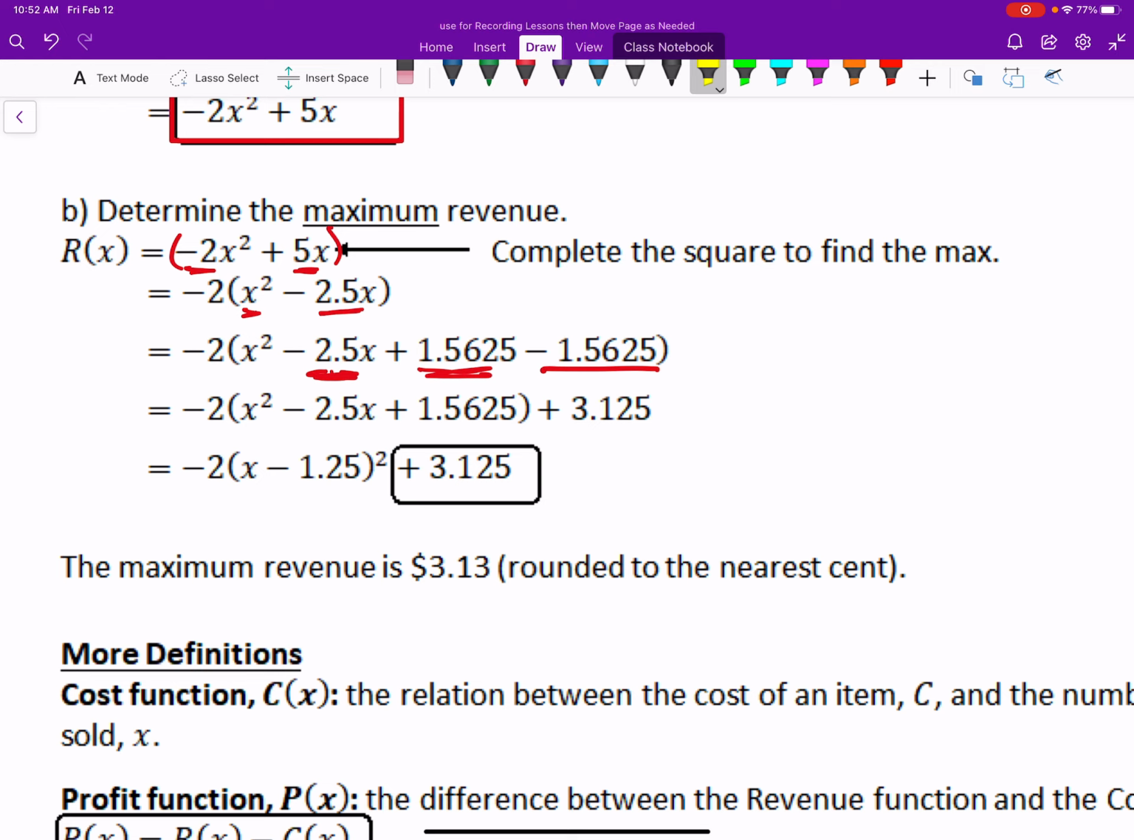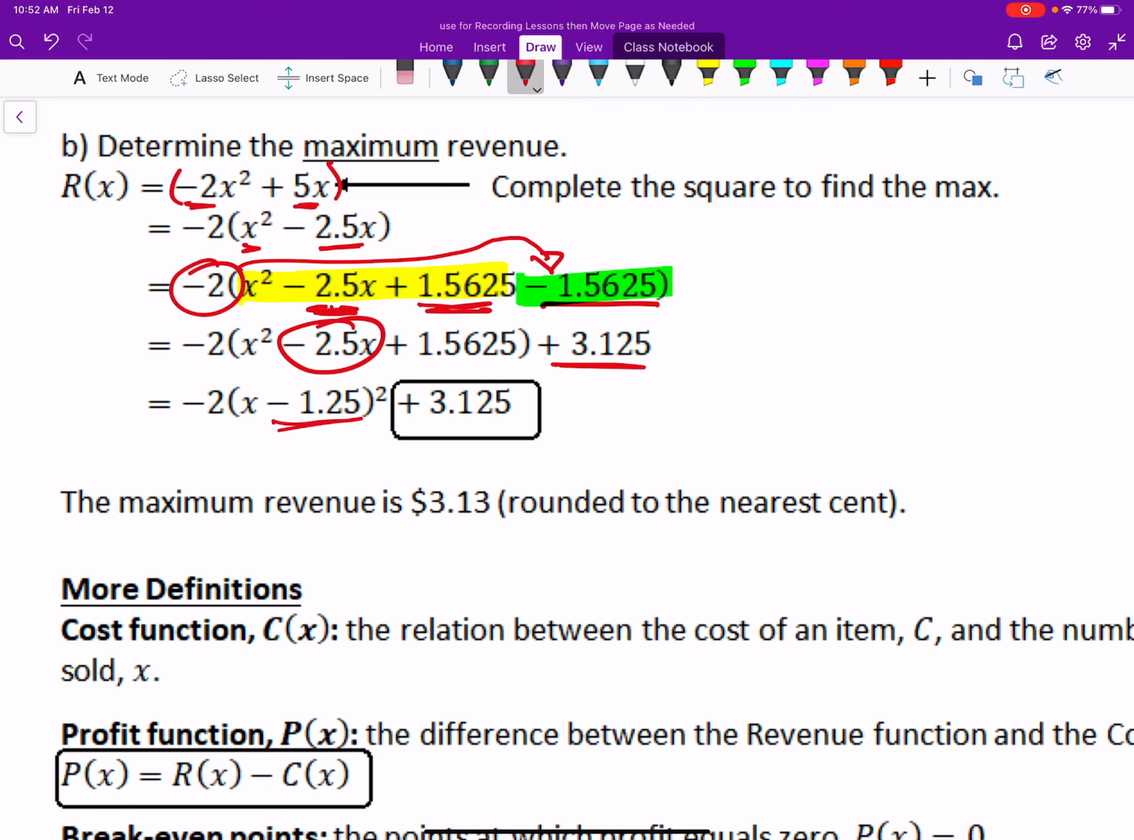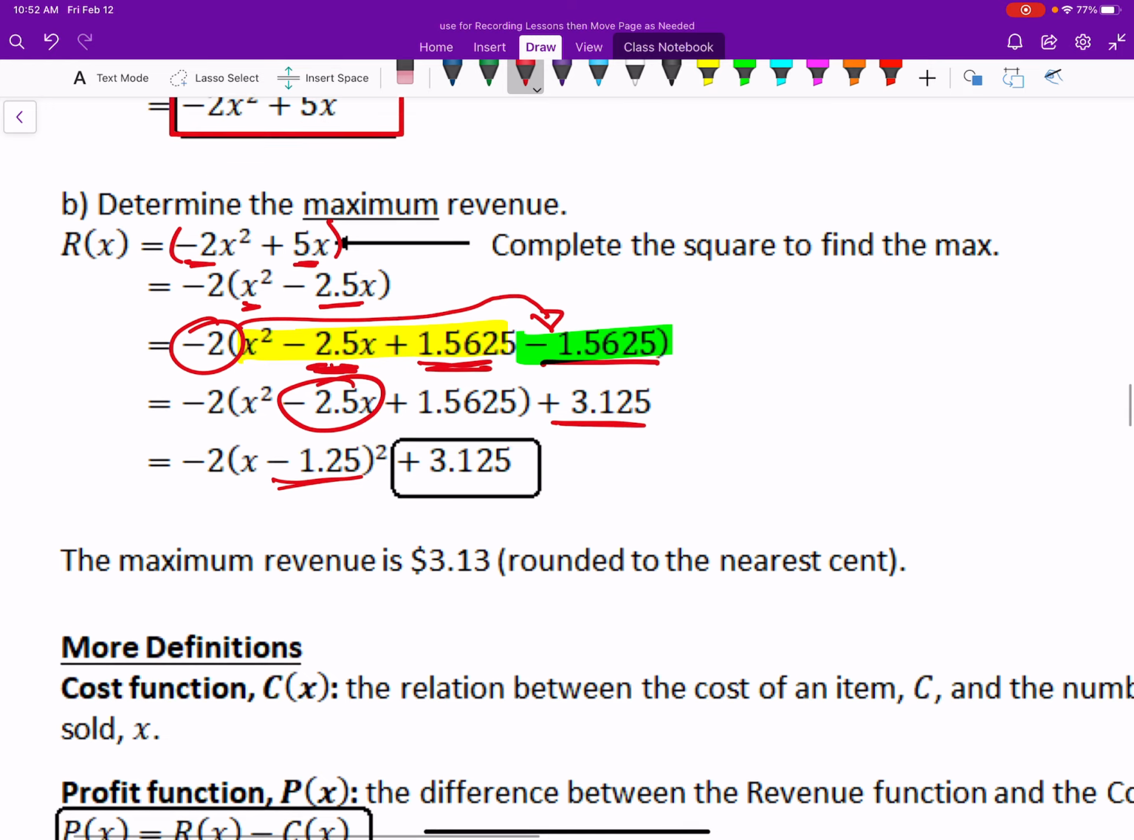As we know, it's only the first 3 terms that we want for our perfect square, which means that I want to take this negative number outside the brackets. But to do it, remember I have to multiply it by this number that's out front, the negative 2, and that's where negative 2 times negative 1.5625 gives us the 3.125. And then I can take half of this middle number, this negative 2.5, that's where negative 1.25 comes from, and there's my perfect square, and put it all together. There's the equation in vertex form.